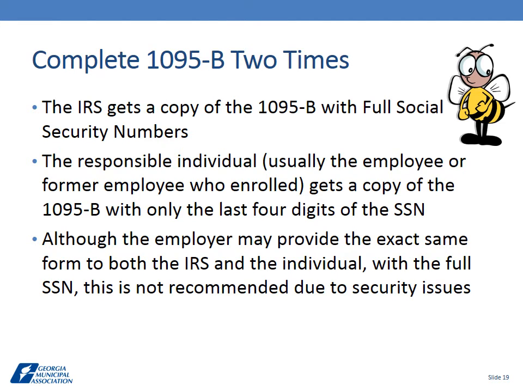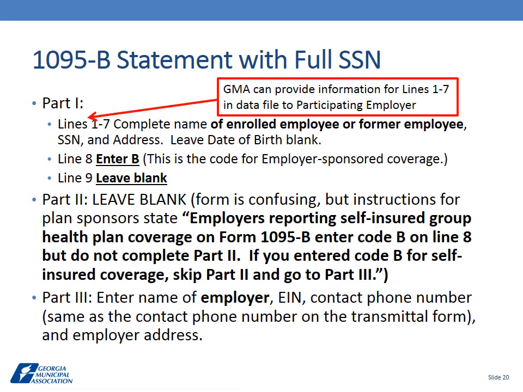The 1095B form will be completed two times. The IRS will get a copy of the 1095B that has the full Social Security number, and the primary responsible individual, usually the employee or former employee who enrolled, gets a copy of the 1095B with only the last 4 digits of the Social Security number. The employer may provide the exact same form to both the IRS and the individual, but this is not recommended due to security issues. So, Part 1 of the 1095B statement.